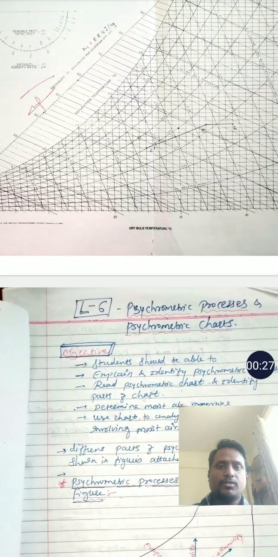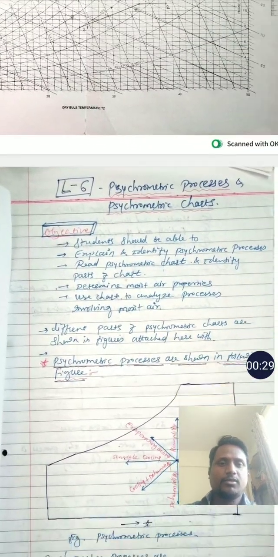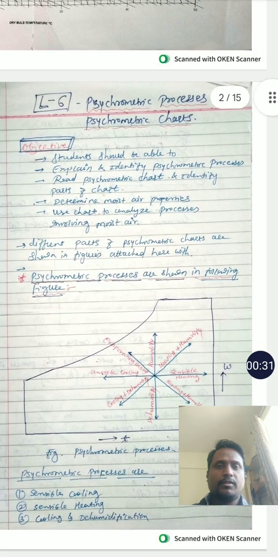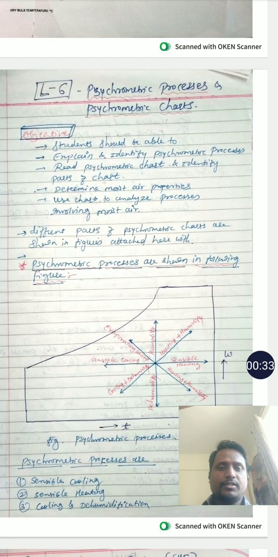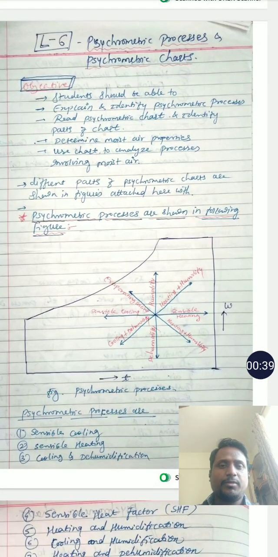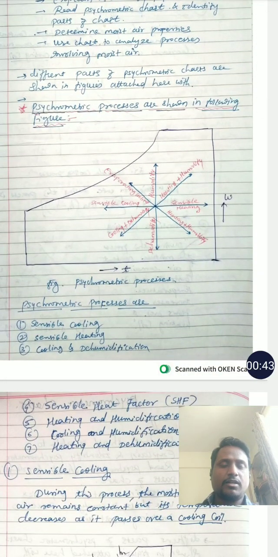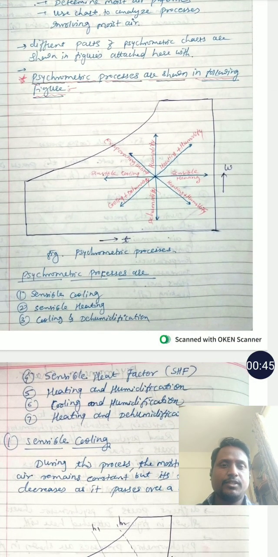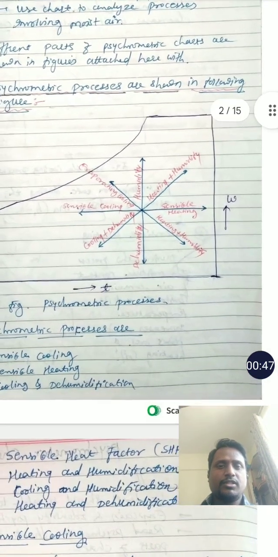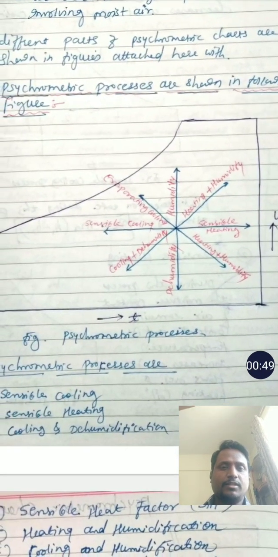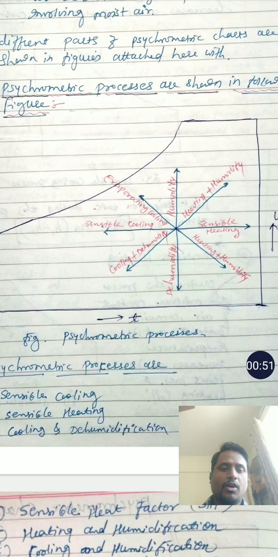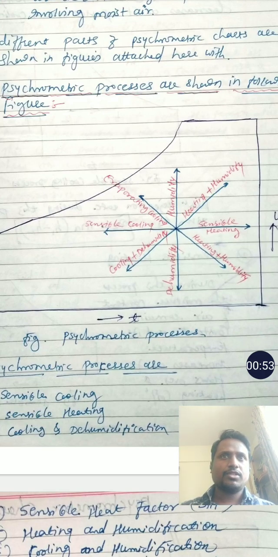Okay. So in the previous lecture we have already discussed the psychrometric properties. Also we have discussed the psychrometric chart. So today we are going to see the psychrometric processes. Basically psychrometric processes are total 8 in number, and in this diagram we can show all the 8 processes that are involved in psychrometry.